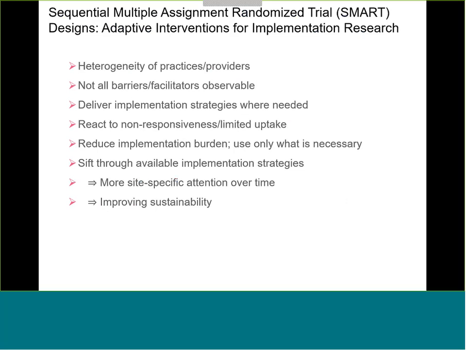implementation research. There are a number of premises for these designs: that there may be heterogeneity of practices and characteristics of providers; that not all barriers or facilitators to implementation or use of practices are observable; that we want to deliver implementation strategies where needed; that we need to react to non-responsive or limited uptake; and that we can have sequential randomization as we learn whether individuals or organizational units are responding or not responding. We can reduce implementation burden by using only what is necessary, it helps us sift through available implementation strategies, and we could be more site-specific and hopefully improve sustainment or sustainability.